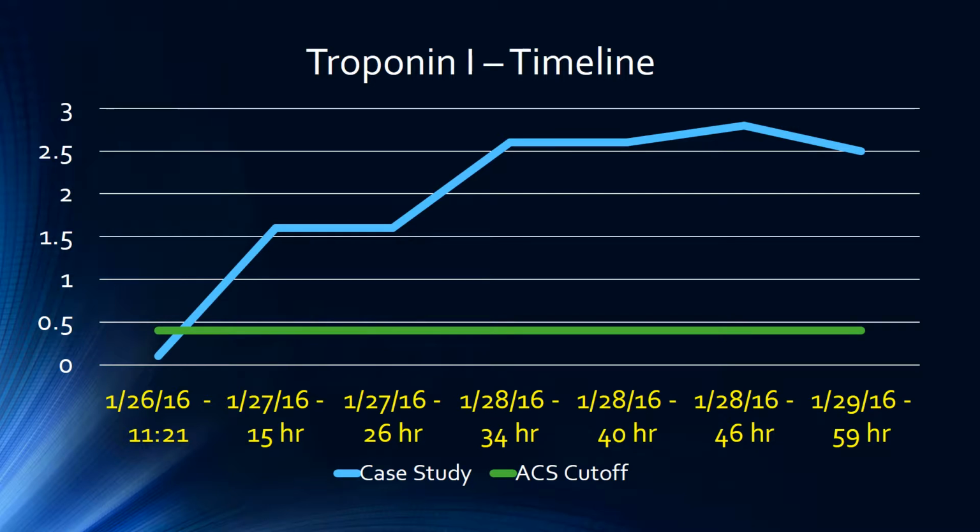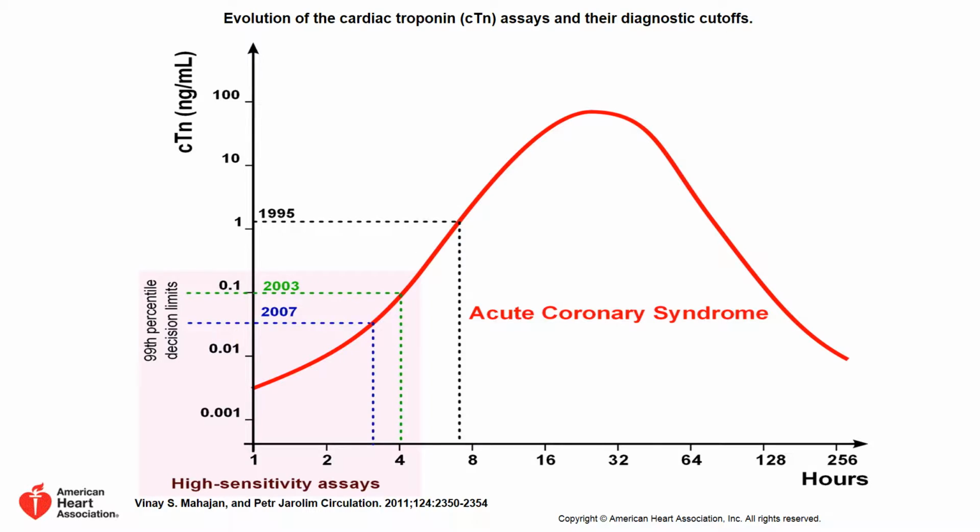Let us compare this timeline to that of the American Heart Association. So the evolution of cardiac troponin assays and their diagnostic cutoffs is shown here. You'll notice that it peaks between 24 and 32 hours. And then you'll also note that the dotted lines on the left-hand side of the screen just show the accepted cutoffs that have changed over the years, the most recent of which is that 0.04 nanograms per milliliter, as I mentioned previously, in the year 2007.